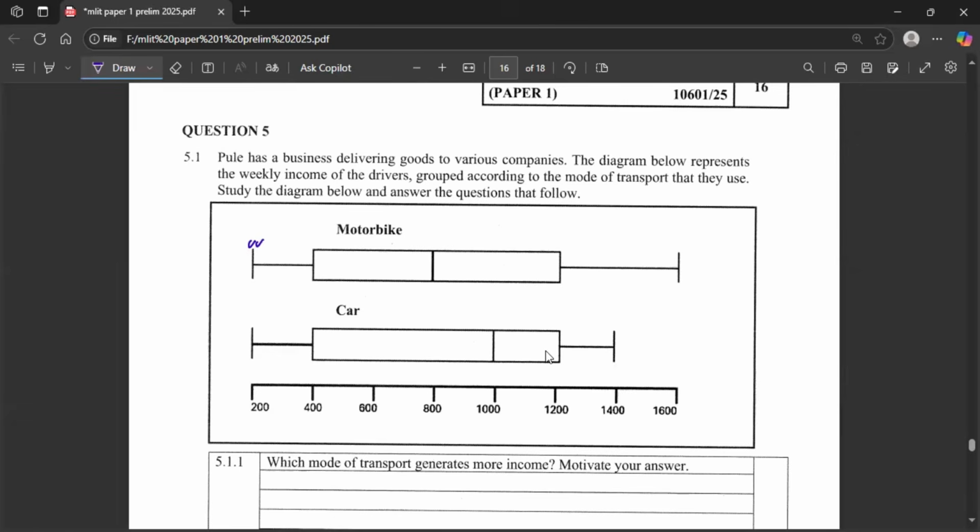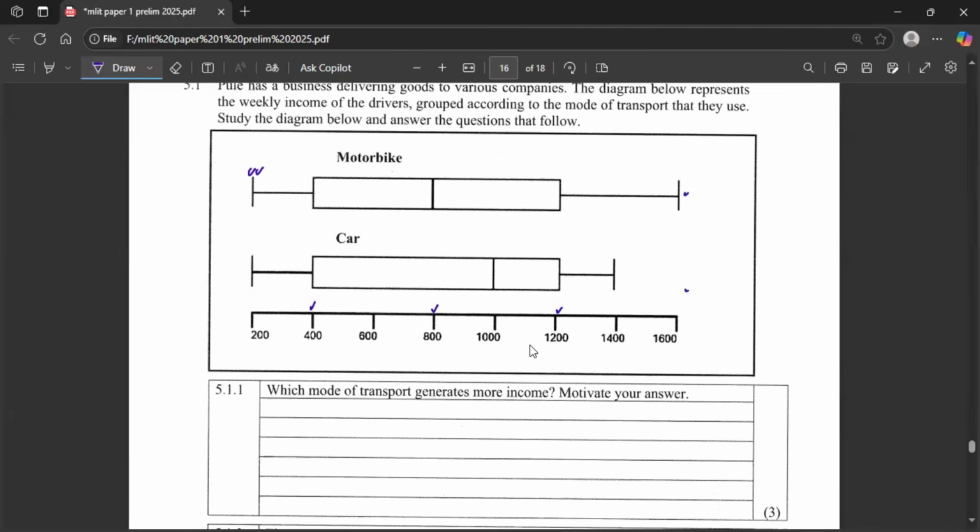One thing we are seeing with the motorbike is that the minimum is 200. We have the same value of the Q1, 400. Then 50% of the motorbike riders get 800 or above. The same Q3, and then we have the maximum of 1.6. So in this case, we're going to say it's the motorbike. Will it make sense? No, it doesn't make sense.